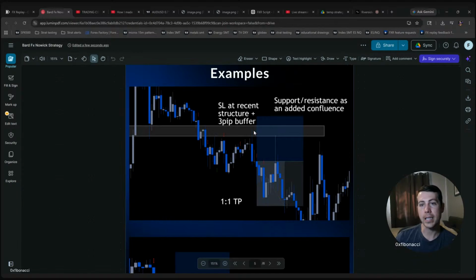So you enter on a retest, stop at the swing high plus a little breathing room, one-to-one take profit, and this is a case where we had the resistance as an added confluence. You can see we're getting a lot of reactions to this level. It even rejected the trade down in our favor after we got tapped in. So nice one-to-one short there using his model.